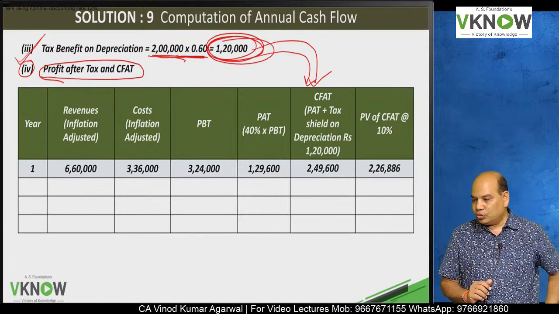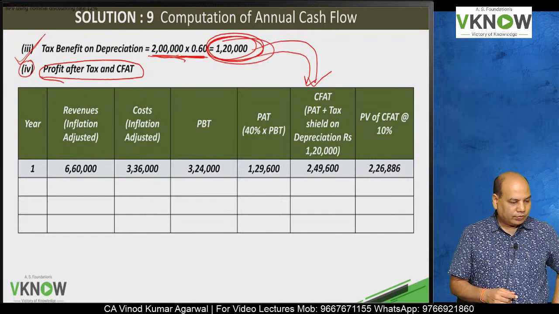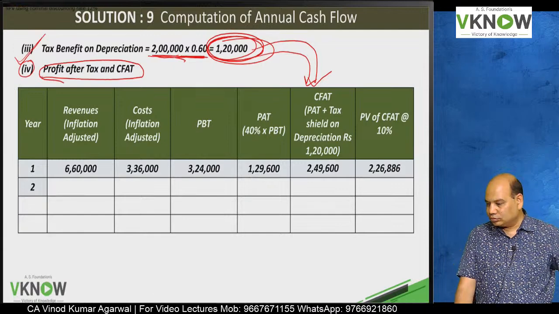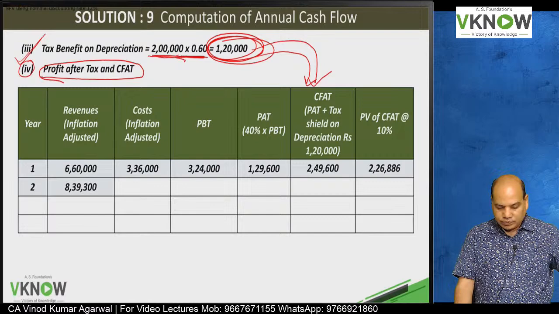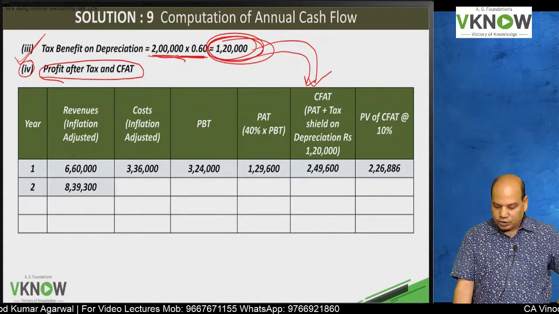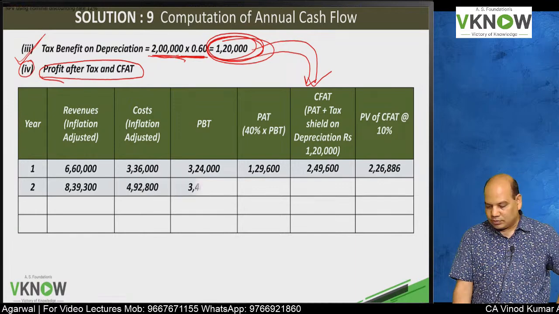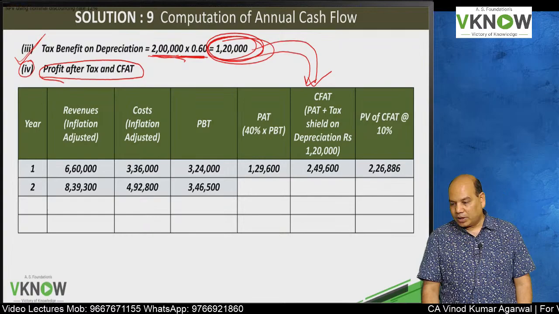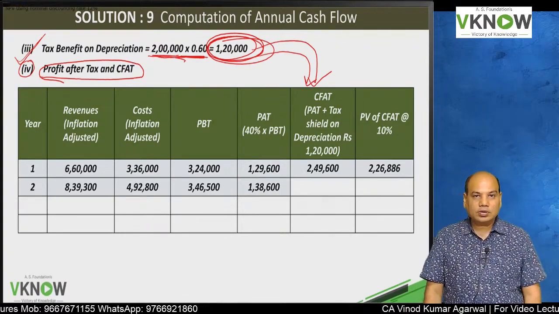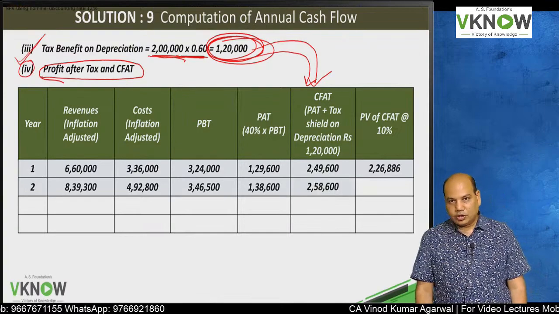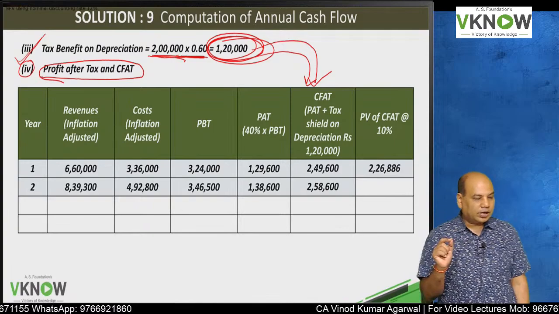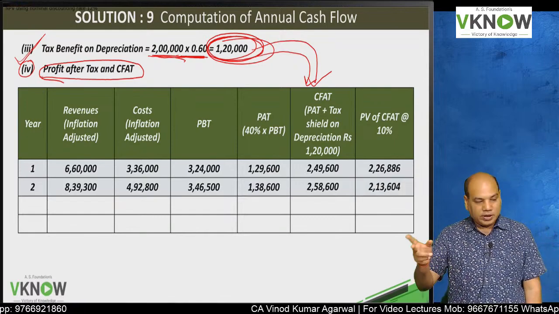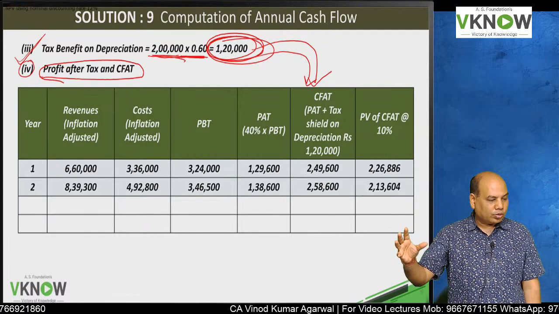Would you like to try year 2 yourself? Say yes or no. Year 2. Okay. So year 2, previous step 1, revenue, cost after inflation, PBT, PAT 40%, add 1,20,000 for depreciation tax shield, divide by 1.10 squared. Use memory plus also, because I have to take the total in the last line.